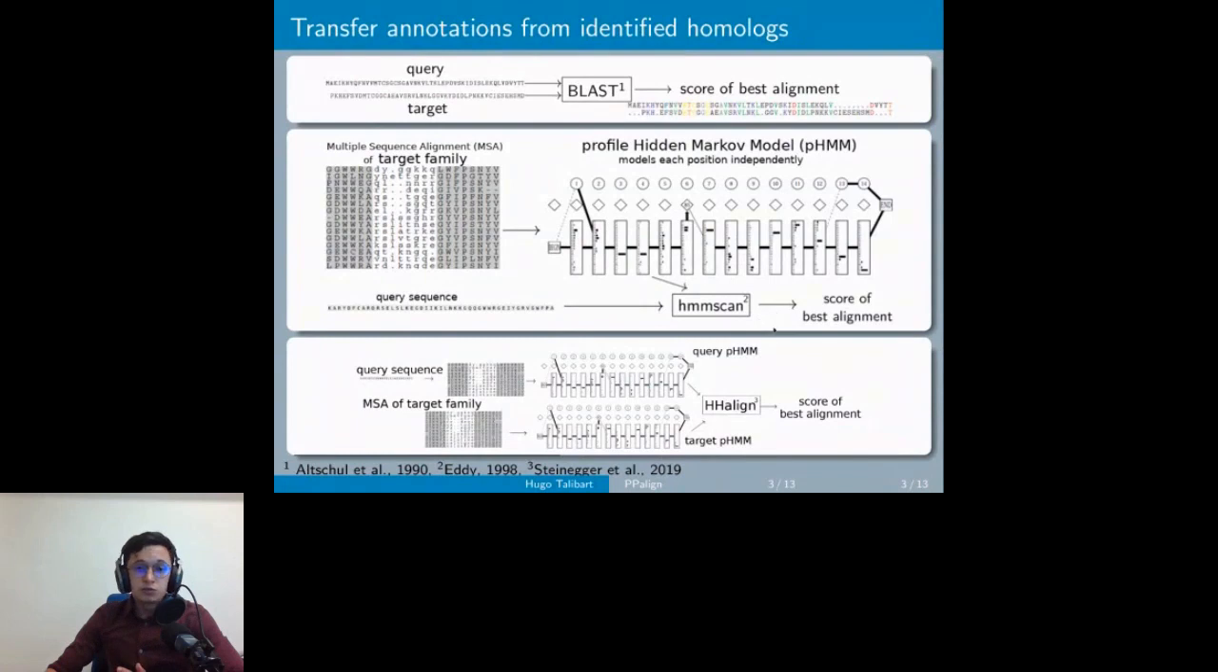And to predict an even more remote homology, we can take it further by enriching the query sequence as well with close homologs and perform pairwise profile hidden Markov model alignments using HHalign. This allows for a more sensitive remote homology detection.